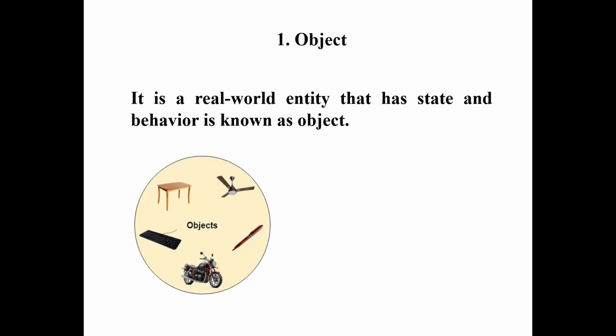So what kind of object can it be? It can be a fan, a table, a keyboard, a pen, a bike. These are all examples of the object. These are all real world entities, and a human is also an object. So object is a real world entity which is having a state, and state is attributes, and it is having some behavior. Let us see some examples.